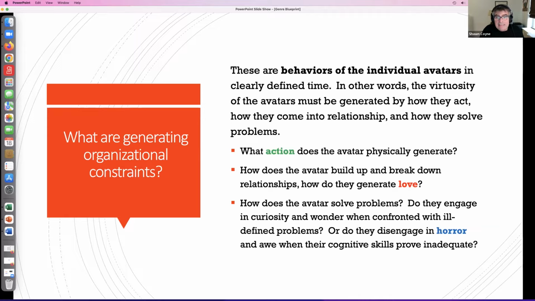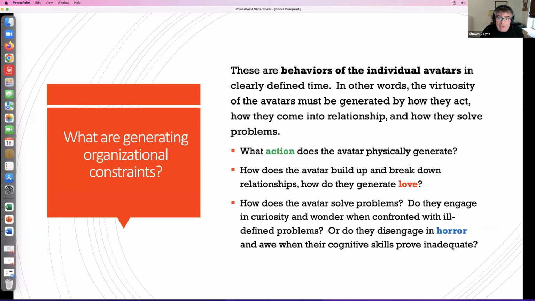The second one: how does the avatar build up and break down relationships? How do they generate love? That's what love is. You build up and you break down relationships in your life. That's the love function. And the more relationships that are strong for you, the better your mental health is. But you've got to break down some too, right? So building up and breaking down relationships is the world of love. How do you process people and connection?